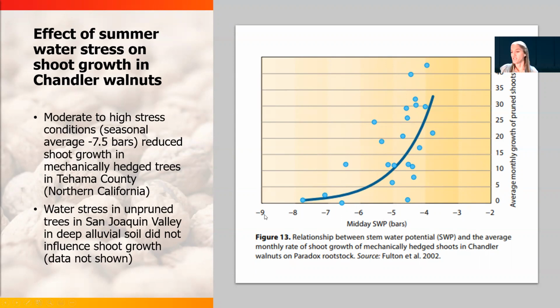This data is just for the Tehama County location, where the trees were mechanically hedged Chandler walnuts on paradox rootstock. The other location that I mentioned, data is not shown here, did not have the same response, where the water stress did not appear to impact shoot growth. Some of the reasons behind this may be that this location in the San Joaquin Valley had deep alluvial soils that likely retained more soil moisture.